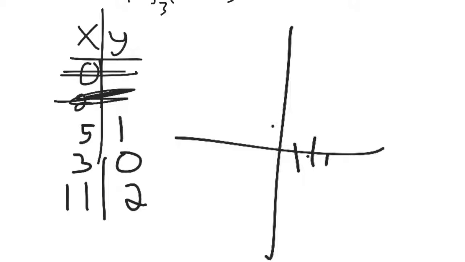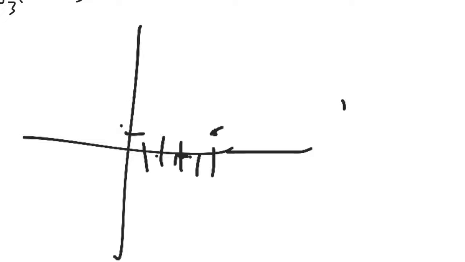5, 1. There's a dot right there. At 3, 0, we have a dot. And 11, 2, we have a dot. So somewhere way out here, it's getting bigger at a slower rate. So this is going to be a sketch of the graph here in red.